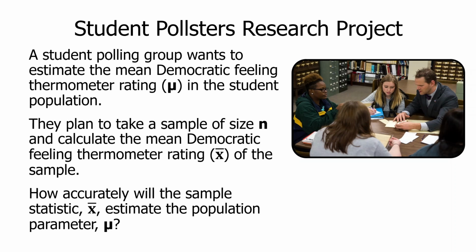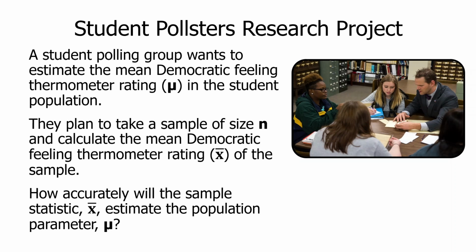They plan to take a sample of size n and calculate the mean Democratic feeling thermometer in the sample, X bar. Though it's not on the slide, in the example that's followed through in the book, they take a random sample, and we'll see why that is, of size 100, and they calculate in their student sample of 100 a mean feeling thermometer rating of 59 on a scale that, of course, runs from 0 to 100.